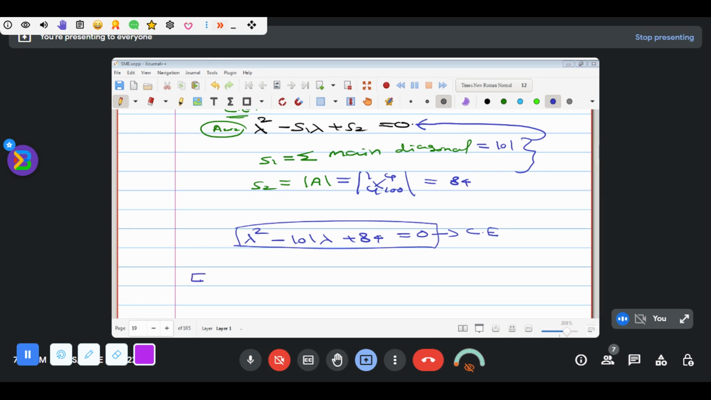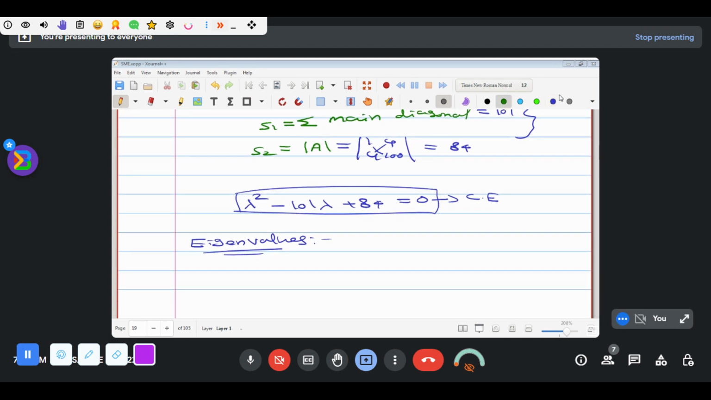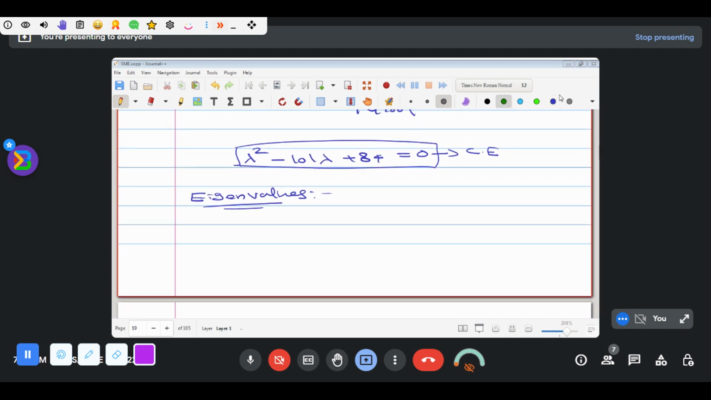Next, your aim is to find the eigenvalues. How to find eigenvalues? You solve this quadratic equation, then it is easy to get the result for the lambda value. Those lambda values are called the eigenvalues. So how to solve a quadratic equation? You can use a scientific calculator or a basic method. One is the factorized method.